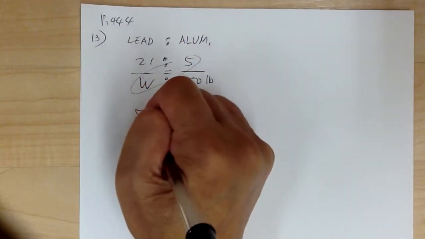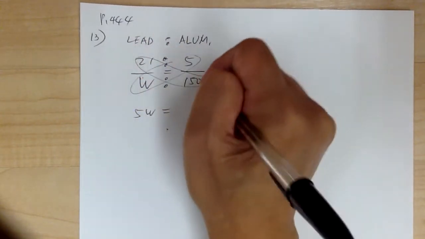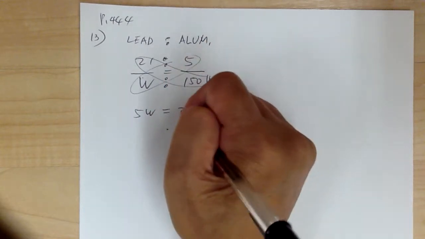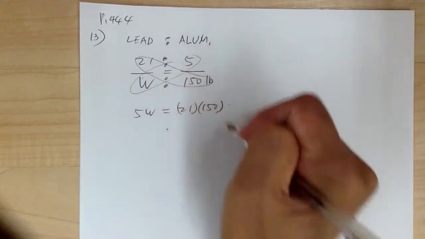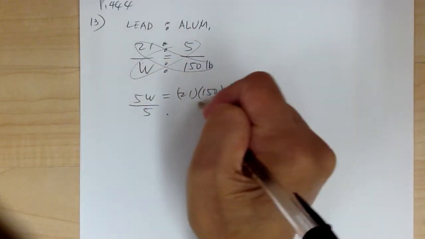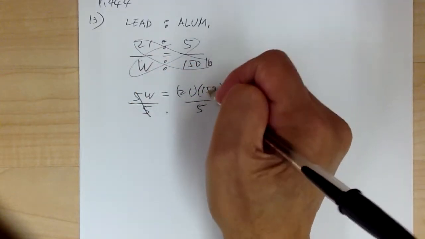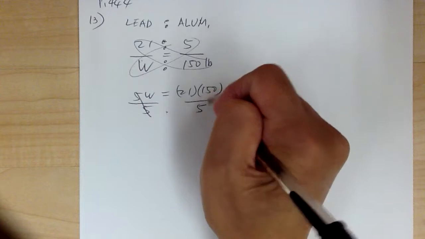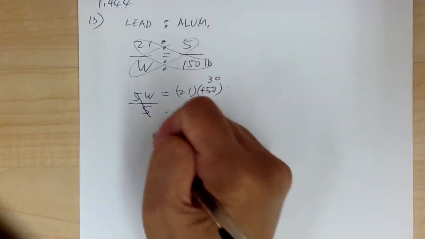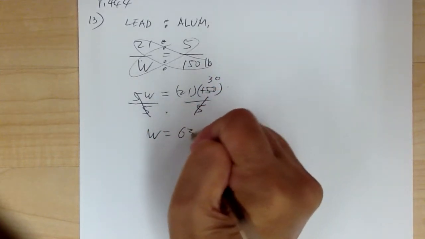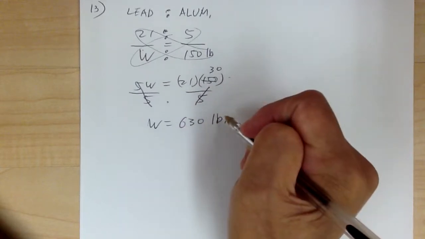So you've got 5W equal to, I'm not going to multiply out, I'm just going to leave it this way. And I'm going to divide by 5, so this will cancel out. The reason is so I can do it without a calculator. So 5 and 150 cancel to 30, and when you multiply you get 630 pounds.